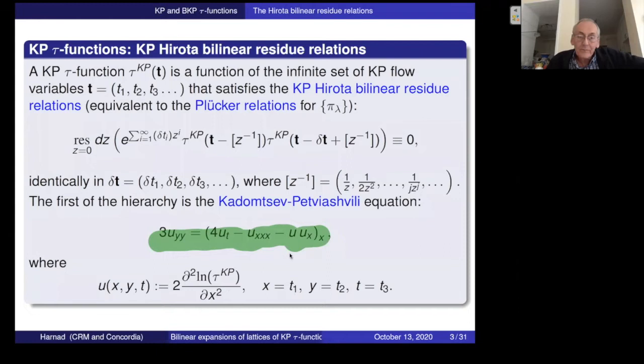Okay, so this is the definition and one example of an infinity of such equations. They're autonomous. There's no explicit appearance of the independent variables and coefficients. And they are completely integrable, and that's what the theory is all about. Now I'm going to go to the next slide, which is the analog of this for the BKP hierarchy.